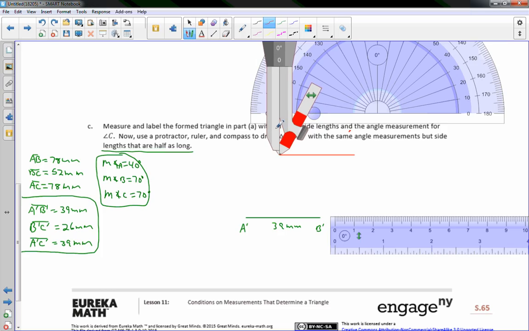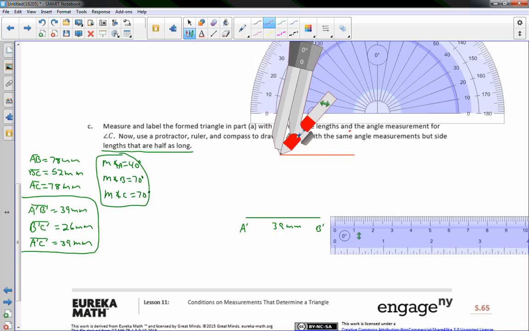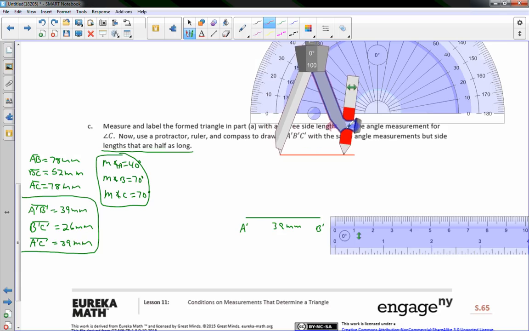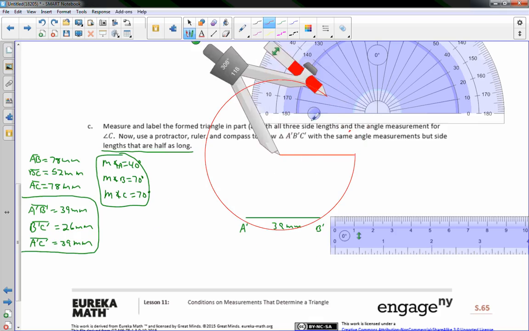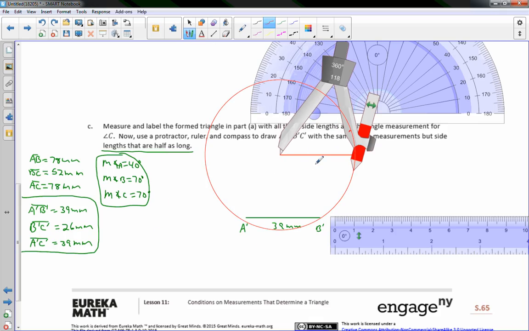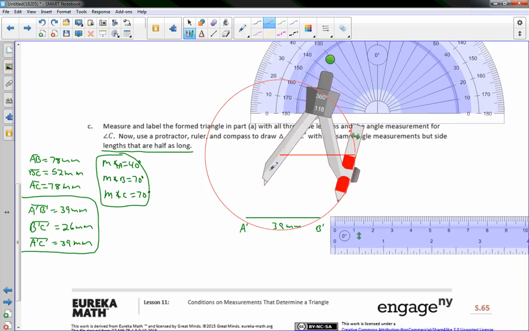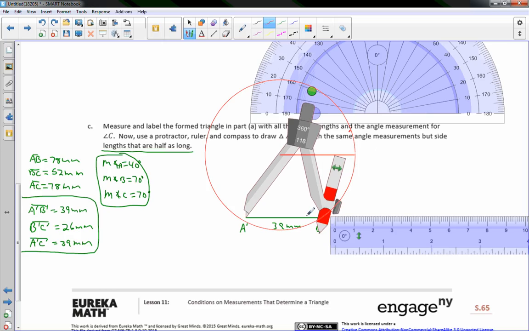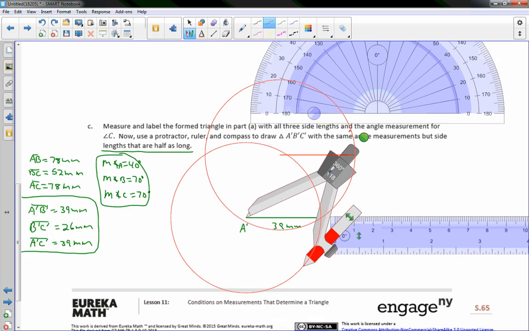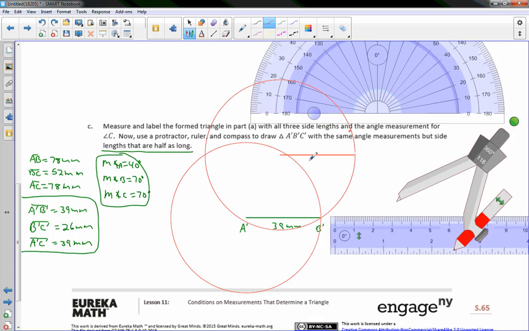I'm copying this length, so I'm going to use a compass, because what a compass does is create a circle with a radius of that distance. So that would be my radius of this circle. And if I move my compass down here onto A prime and make a circle, like so, these two circles are identical with the same radius, and diameter of course. So now, let me erase this one.